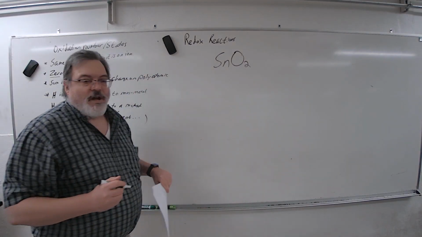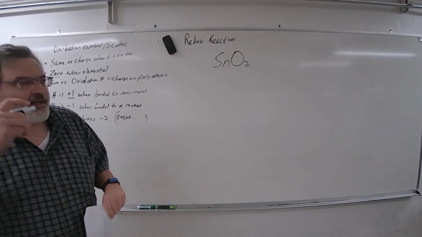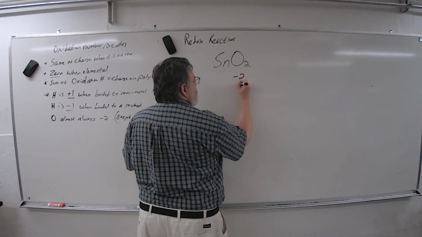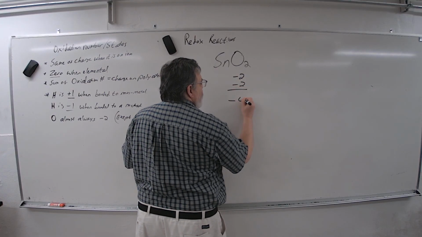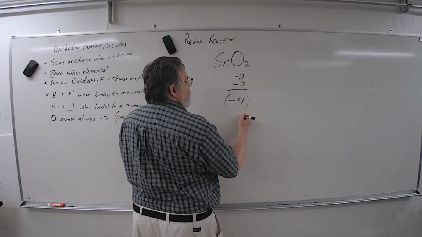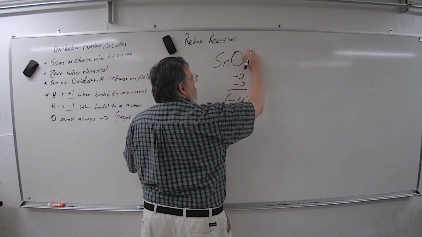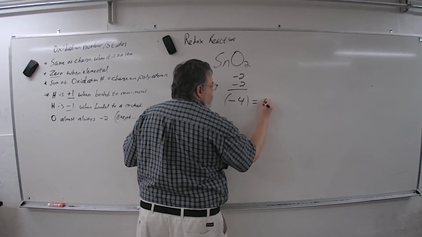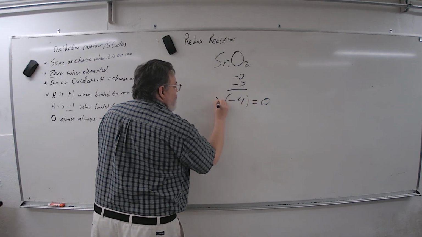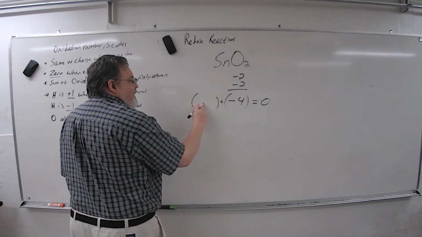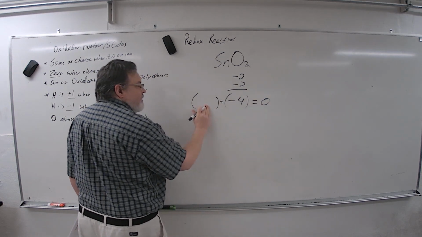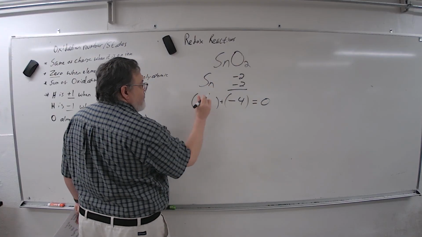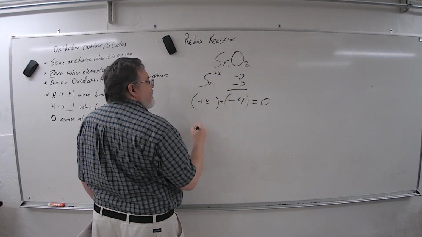What's the typical charge on oxygen? -2. So if this charge is -2 and I've got 2 of them, I have a total of -4 for the negative. There's no charge up here, there's not a +3 or a negative or anything, so I'm going to say equals 0. So what do I need to put here to make this equal 0? +4. There's only one Sn up here, so that +4 all goes on here.